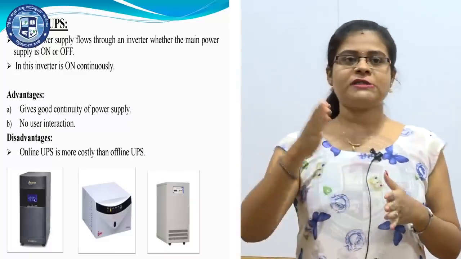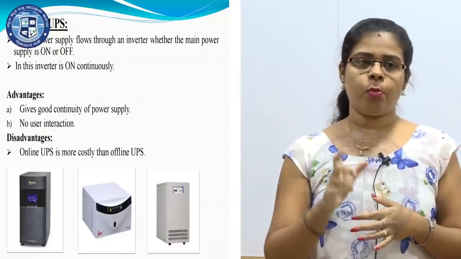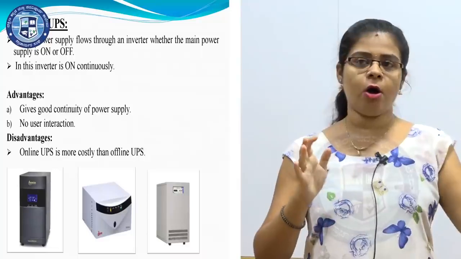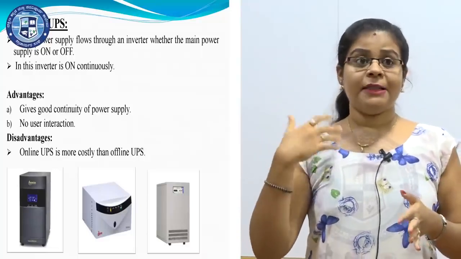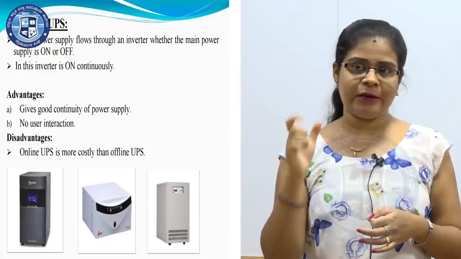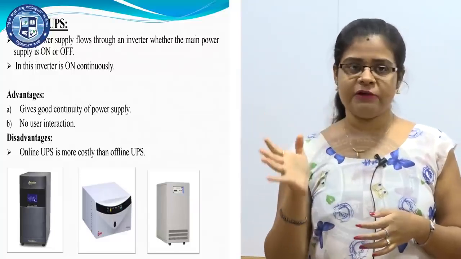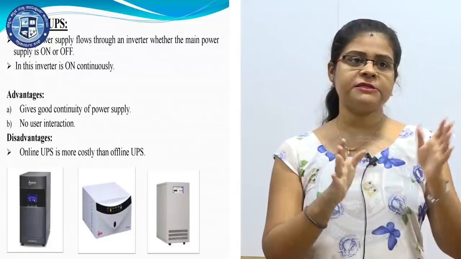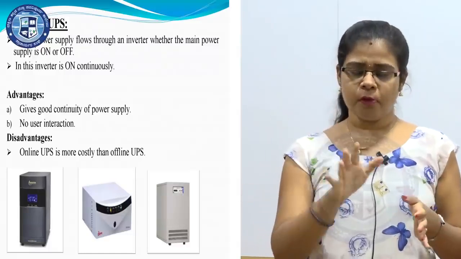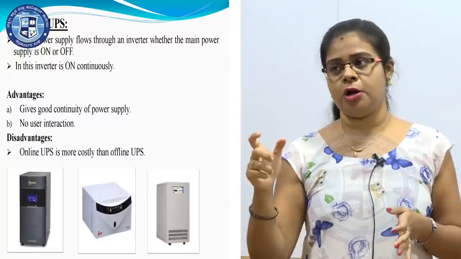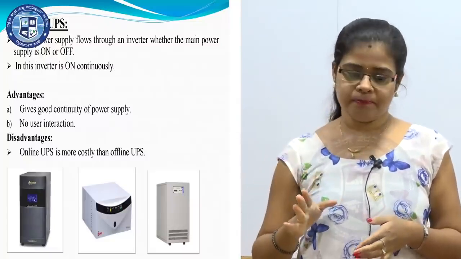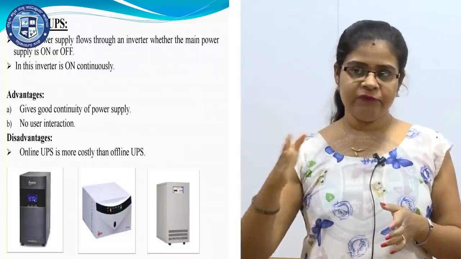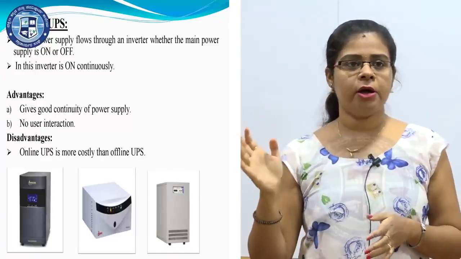In an online UPS, the power supply flows through an inverter whether the main power supply is on or off. Your main power supply might be on or off, but the power will be flowing through an inverter. An online UPS contains an inverter, and the inverter is on continuously. So the purpose of an online UPS is that power flows through an inverter whether the main power supply is on or off.